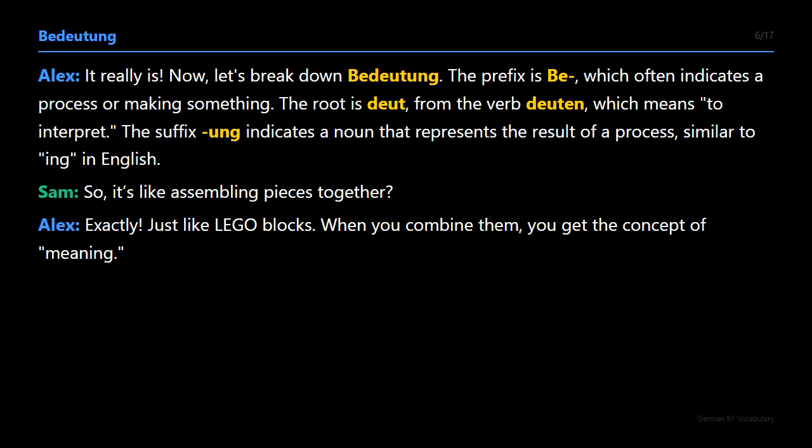So, it's like assembling pieces together. Exactly. Just like Lego blocks. When you combine them, you get the concept of meaning.